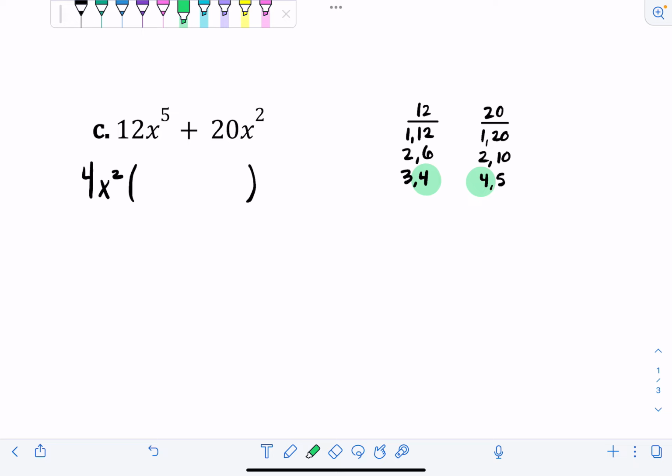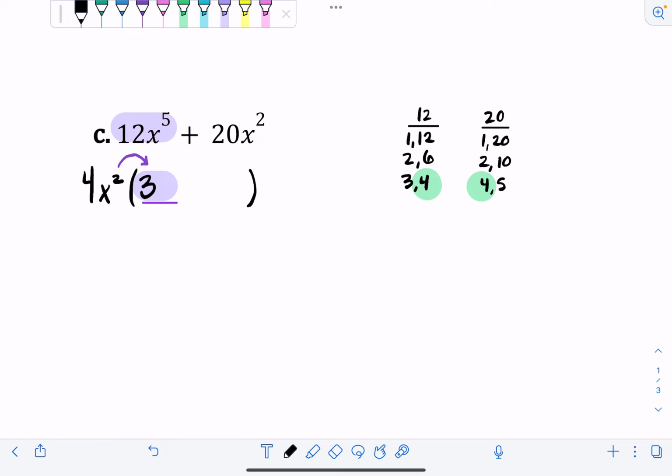And then if I'm working backwards, trying to figure out what to distribute, it would be 4x squared times something right here. It would have to bring me back to 12x to the fifth. So I would have to multiply the 4 by 3 to get to 12. And then I would have to multiply the x squared by 3 more x's, so x cubed, to get back to x to the fifth. Because remember, when you multiply powers, you add the exponents, and 2 plus 3 would bring me back to 5.